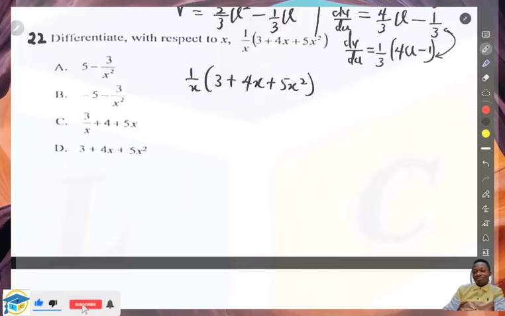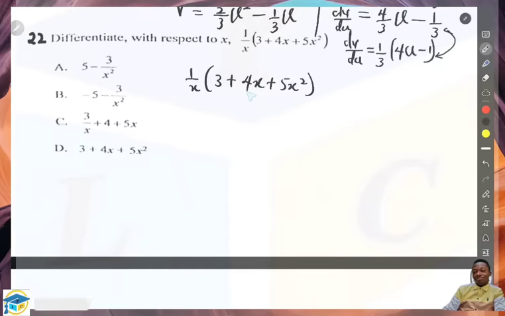Before you can differentiate, as I always say, you must ensure that you reduce the expression to its simplest form so that you can easily differentiate or integrate, whatever we are asked to do. But here we are asked to differentiate. So we reduce the expression given here to its simplest form so that we can easily differentiate, right? So this is what we're going to do.